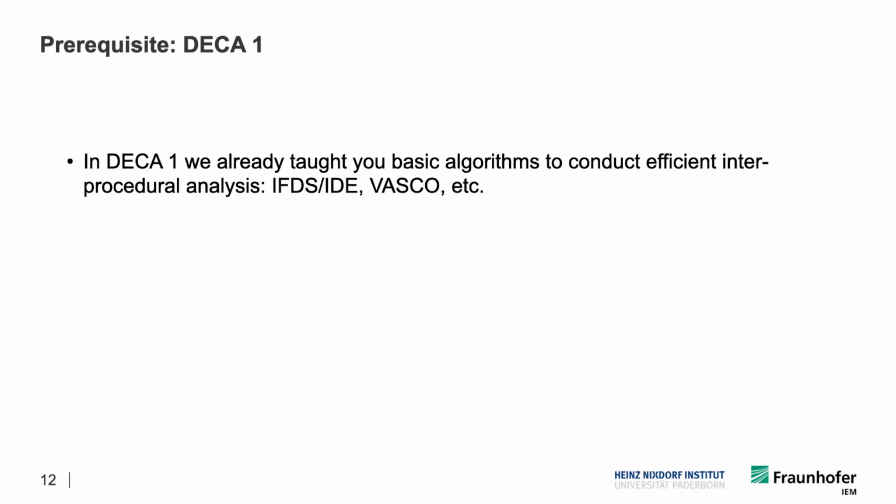But in the end, we talked a lot about distributive frameworks such as IFDS and IDE, but also frameworks that are non-distributive, such as Vasco. That's what DECA 1 was mostly about, right? And I discussed which of these algorithmic frameworks is most suitable under which circumstances, so that you can really make a well-informed choice the next time you are building your own static analysis. Then you will know what algorithm to choose, which data structures to use.